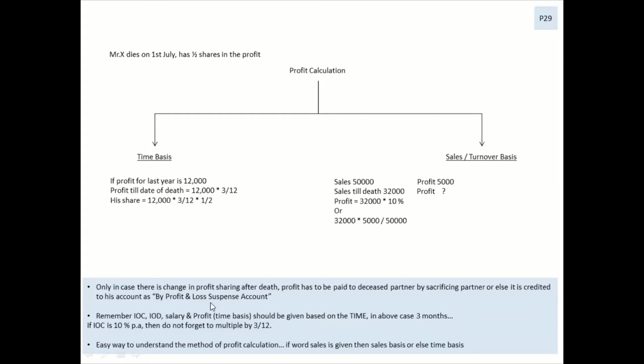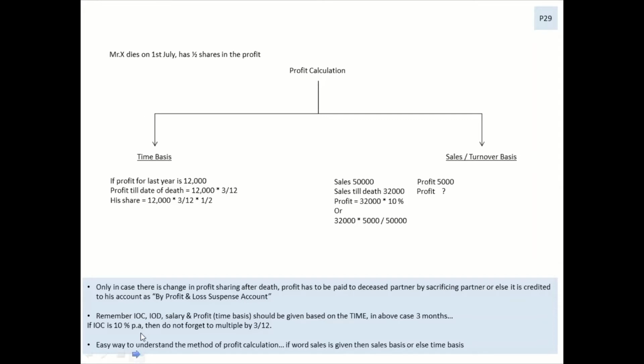The next one is, remember IOC, IOD, salary and profit on time basis should be based on the time. Now, if a partner is having a share or a capital of 50,000 and they are saying the IOC to be given is 10% per annum. Okay. So 50,000 into 10%, that is 5,000. Students simply put 5,000 in the credit side, but they forget that the person was not there for 1 year. He died after 3 months, right? So how can you give him the entire 1 year's IOC?